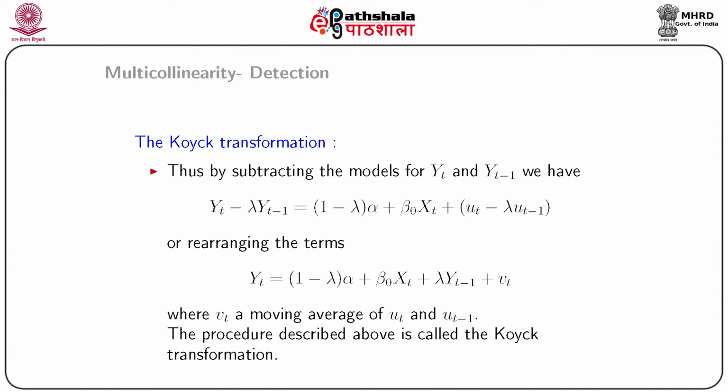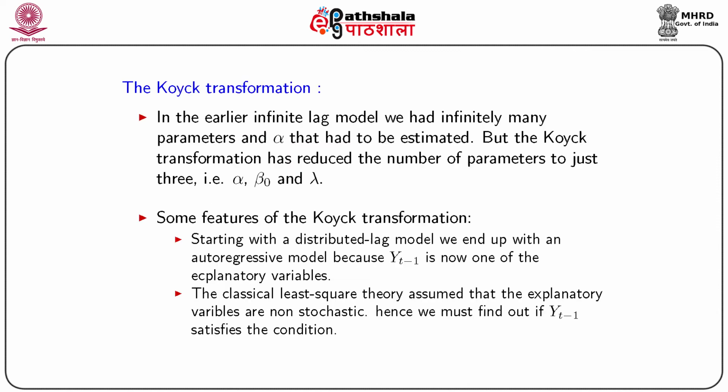The procedure that we have described above, all the steps included, is called the Koyck transformation. So in the earlier infinite lag model, we had infinitely many parameters and alpha that had to be estimated. But the Koyck transformation of beta k equals beta naught times lambda raised to the power of k has reduced the number of parameters to just 3, that is alpha, beta 0 and lambda. Some features of the Koyck transformation are as follows.